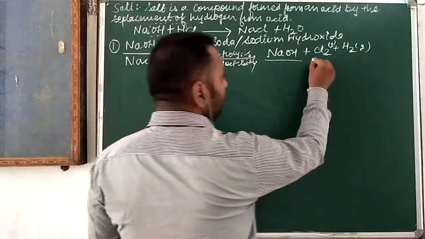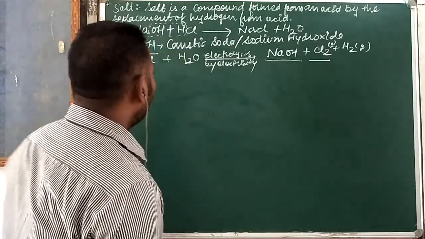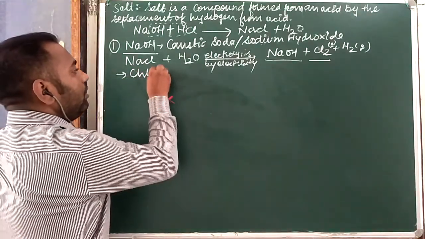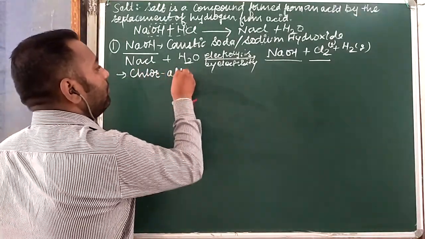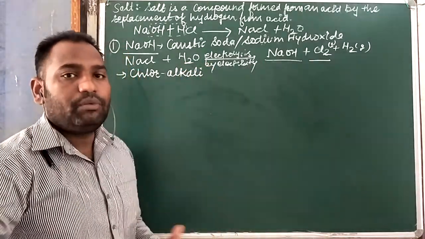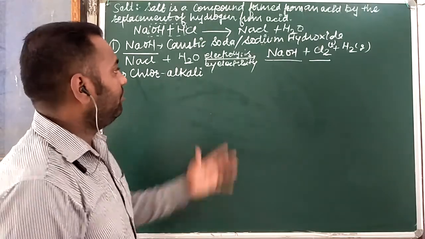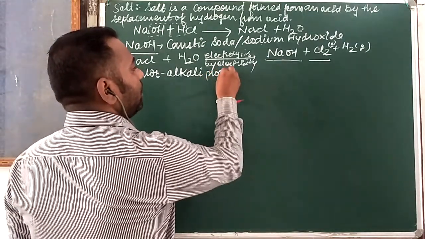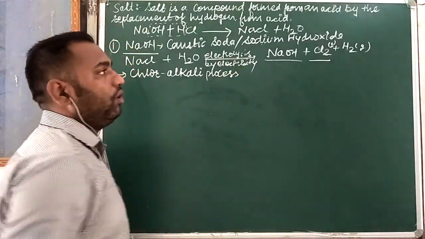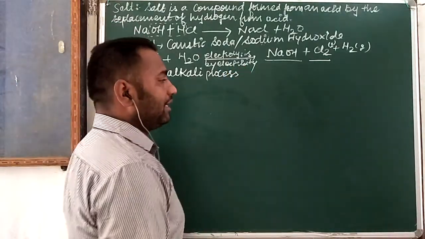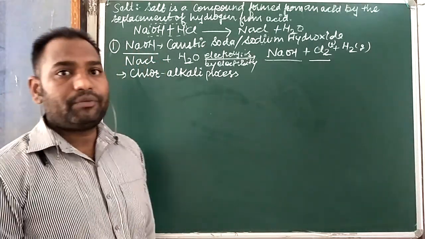This is Cl2 gas, and that's why this process is known as the chlor-alkali process, because NaOH is a base which is soluble in water. That's why we call this process the chlor-alkali process, and the word chlor is used for chlorine gas. So now you understood about that.